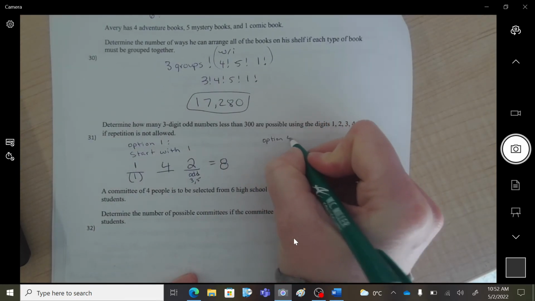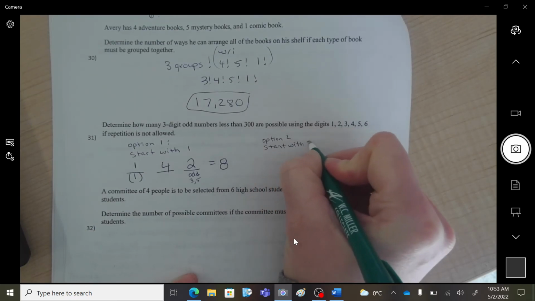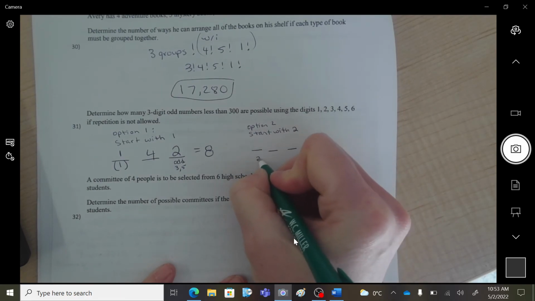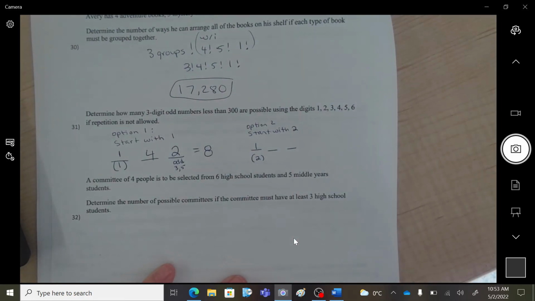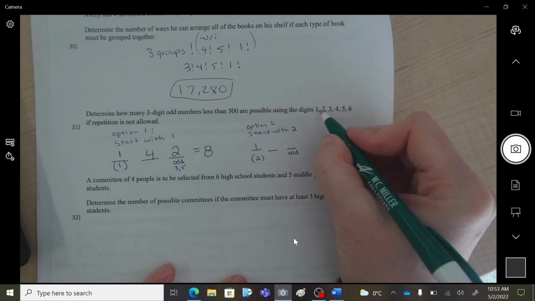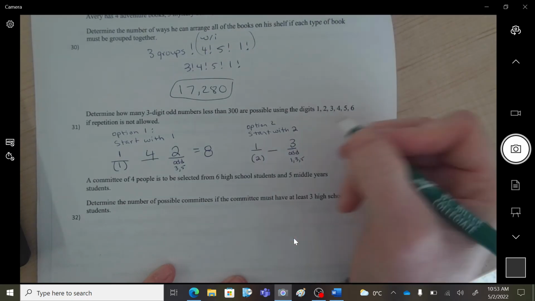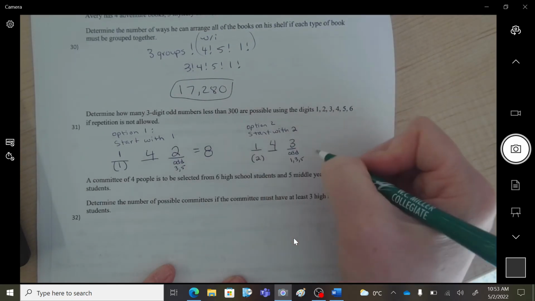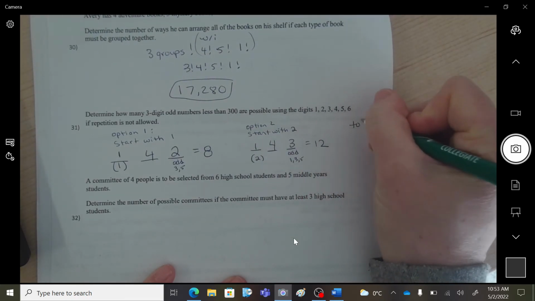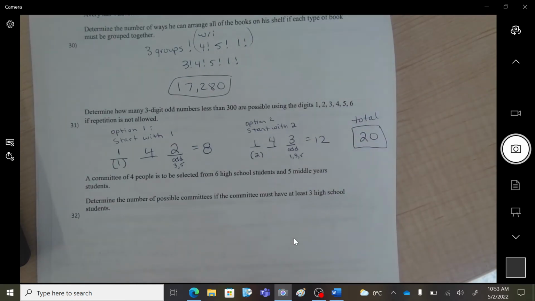In option 2, I could start with a 2. That's how I could be less than 300. So if I start with a 2, there's one way to do that. And I need to be odd, but I used a 2, so now I have a 1, 3, or 5. So I have 3 options. And then after I'm done those, I would still have 4 to pick from, so that's 12. So the total, when I add the cases together, would be 20 options.